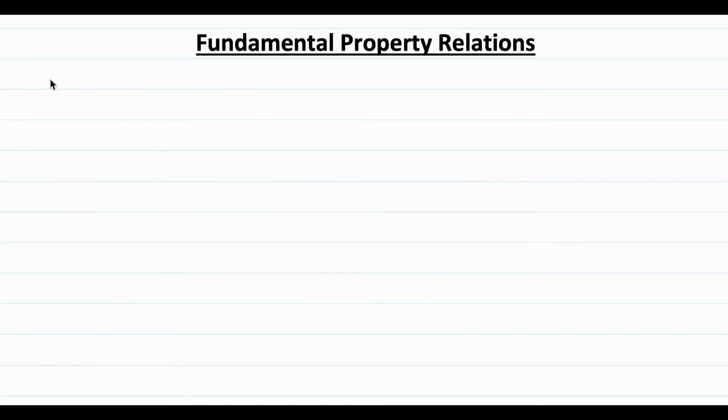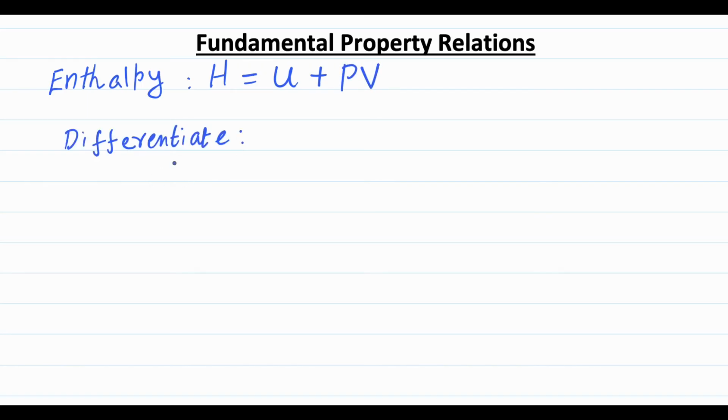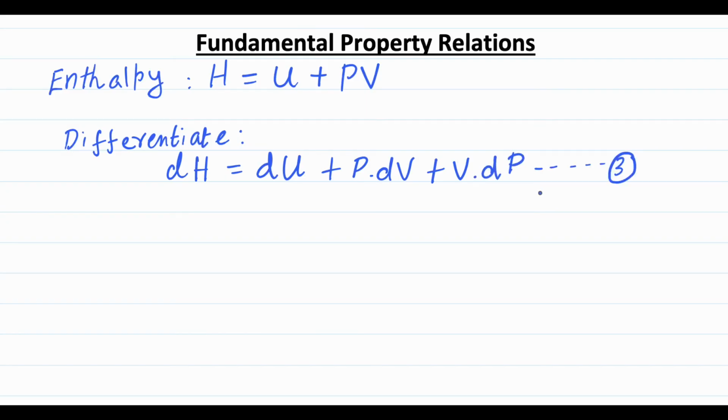To derive the differential form of enthalpy, we are going to write the definition of enthalpy. That is, enthalpy H is equal to internal energy plus pressure times volume. When we differentiate, we can write it as dH is equal to dU plus PdV plus VdP, and this is going to be equation 3.